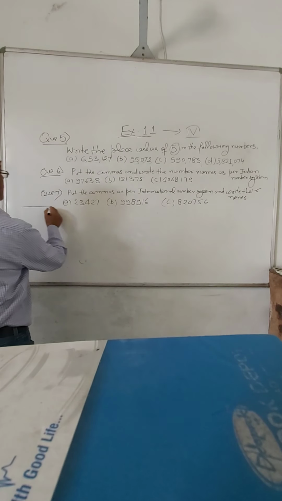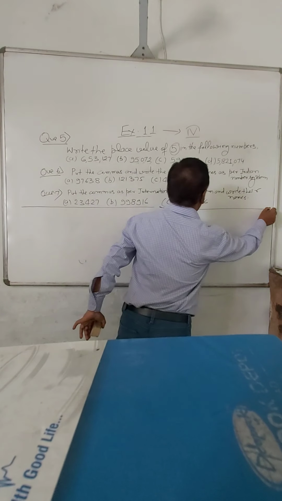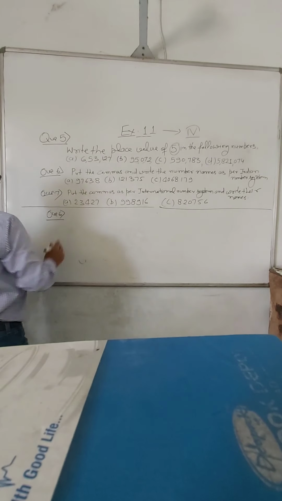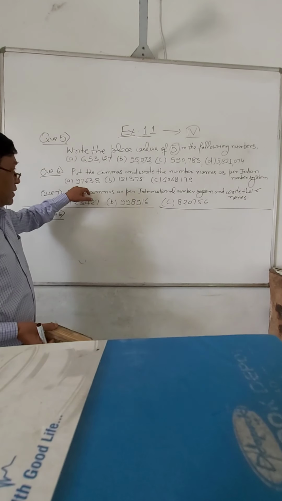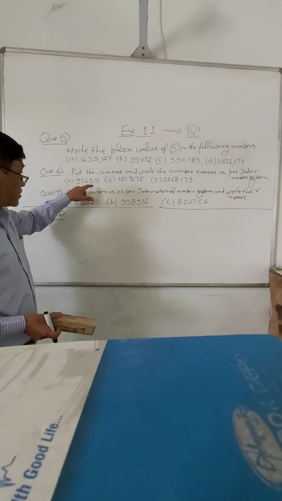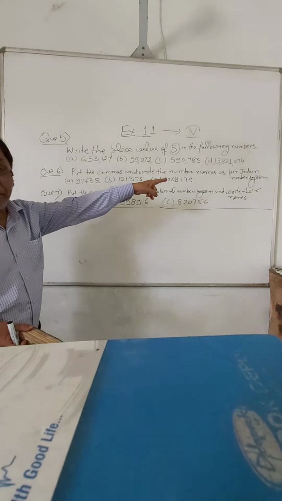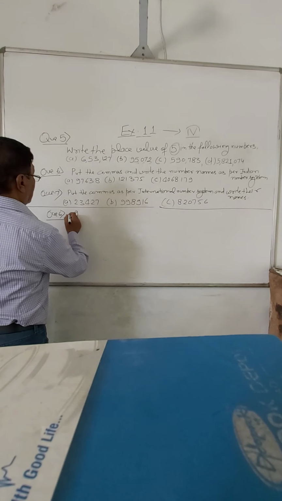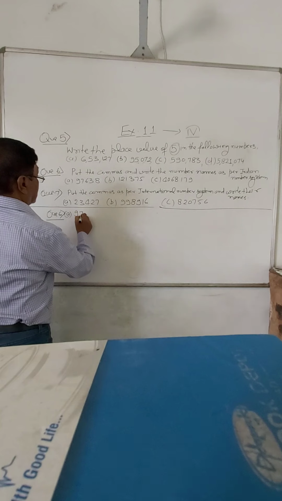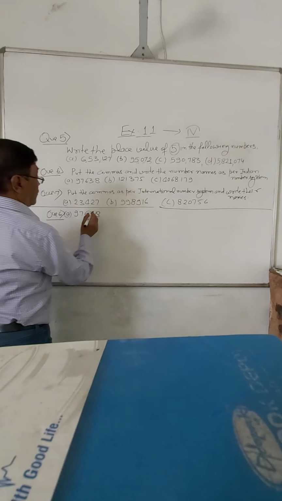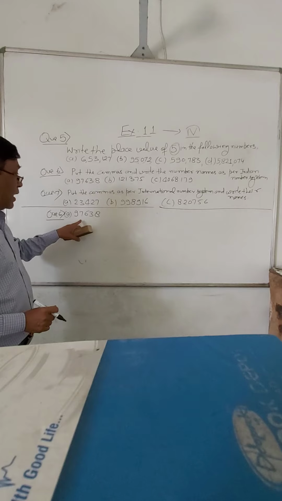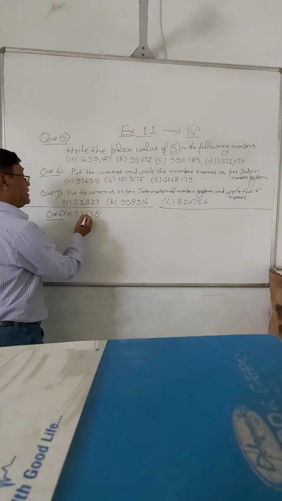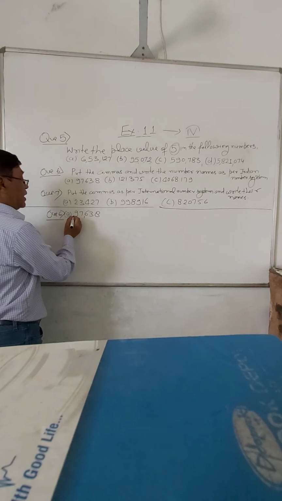Question number 6. In the question, different numbers are given to you. First, put the comma according to the Indian number system. So, what happens in the Indian number system? 9 8 9 7 6 3 8. First, according to the Indian system, put the comma, and after that, how will it be read? In the Indian system, the first comma comes after 3 digits, and after that every 2 digits.